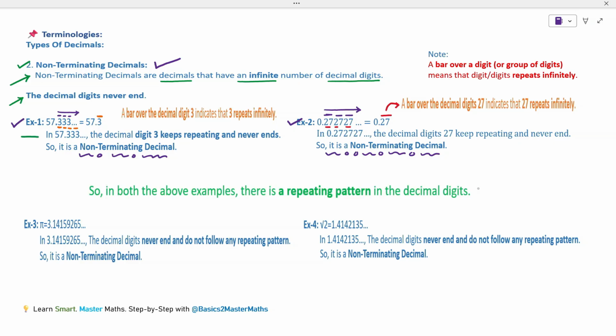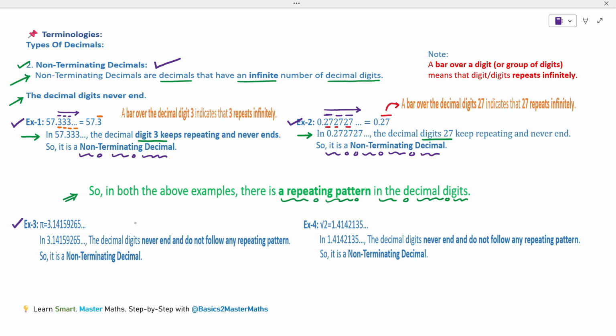Observe here, in the first example, the decimal digit 3 keeps repeating and never ends. In the second example, the decimal digits 2, 7 keep repeating and never end. So, in both the above examples, there is a repeating pattern in the decimal digits. Got it?